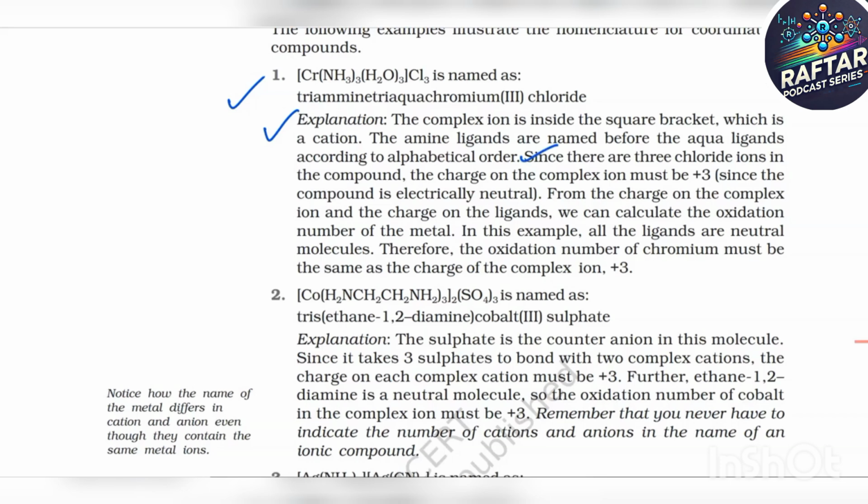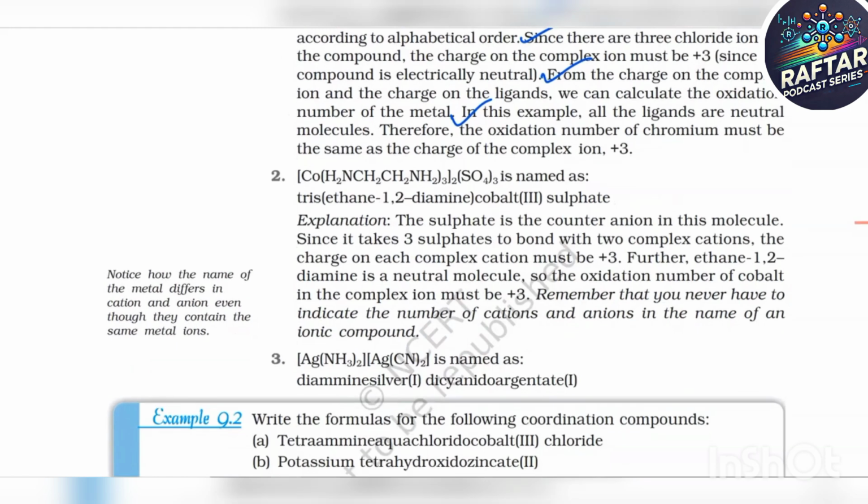Since there are 3 chloride ions in the compound, the charge of the complex ion must be +3. Since the compound is electrically neutral, from the charge on the complex ion and the charge on the ligands, we can calculate the oxidation number of the metal. In this example, all the ligands are neutral molecules. Therefore, the oxidation number of chromium must be the same as the charge of the complex ion, that is +3.